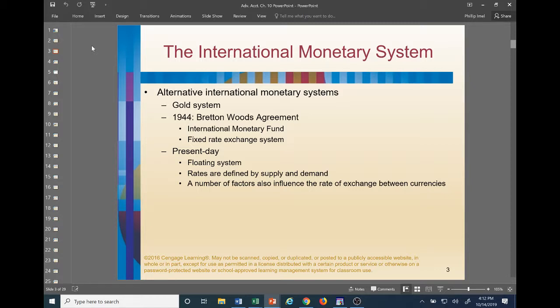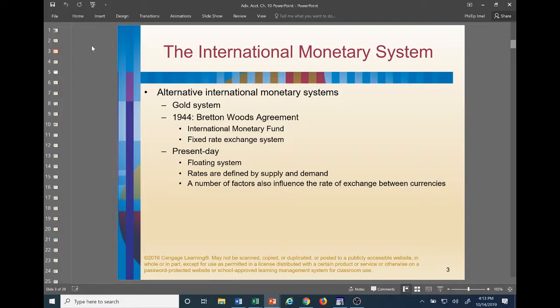Now, in 1944, the Bretton Woods Agreement, which created the International Monetary Fund, known as the IMF, and a fixed-rate exchange system, was signed. The fixed-rate system required each nation to set a par value for its currency in terms of gold or the U.S. dollar. In turn, the U.S. dollar's value was defined in terms of gold. Now, the IMF could provide support to a nation in order to maintain its par value. Changes in a currency's par value were referred to as devaluations and revaluations.